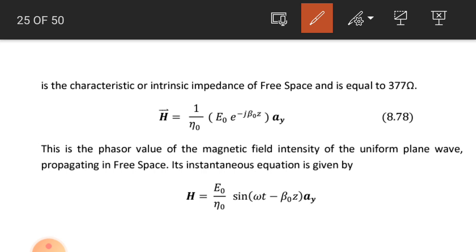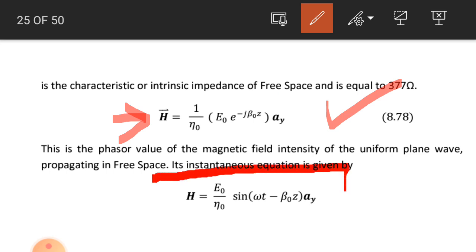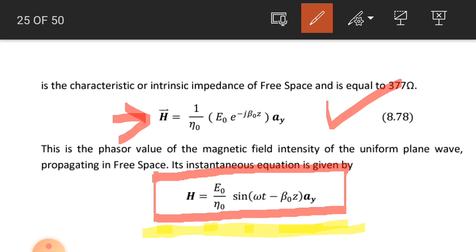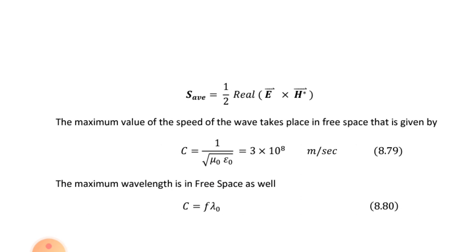So if we put the value of this intrinsic impedance in the previous equation, we get the phasor value of the magnetic field intensity. Here is the phasor value of the magnetic field intensity. The phasor value of the magnetic field intensity will be equal to E naught by eta naught into e raised to power minus j beta naught z ay. And we can write down the magnetic field intensity in the instantaneous form as well. In the instantaneous form, the magnetic field intensity will be equal to E naught by eta naught into sine of omega t minus beta naught z ay. So this is the magnetic field intensity of the transverse electromagnetic wave in free space.